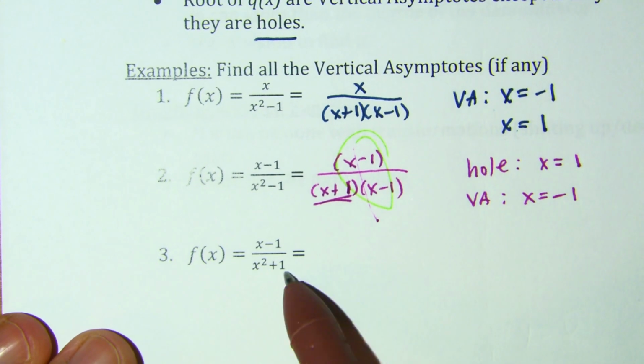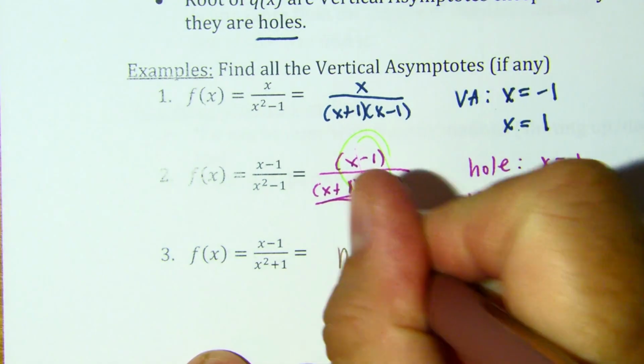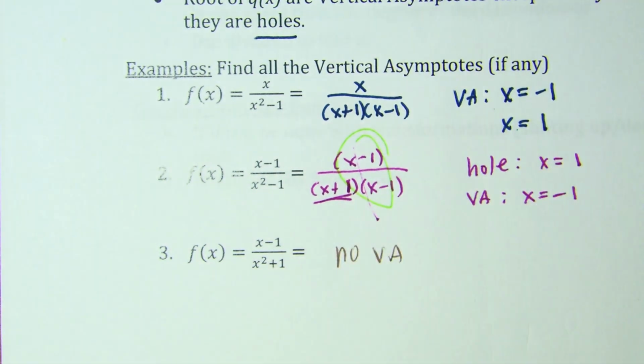Now the next example, again, is similar to one we saw earlier, where it is not possible to factor that denominator. There are no values that would make it equal to 0, which means that this has no vertical asymptotes. Okay.